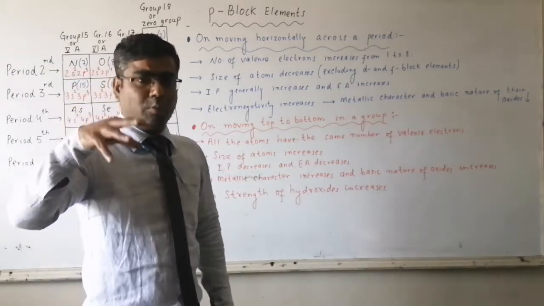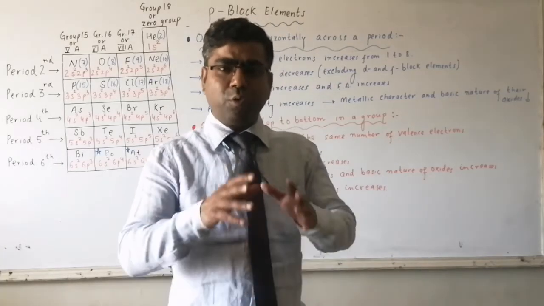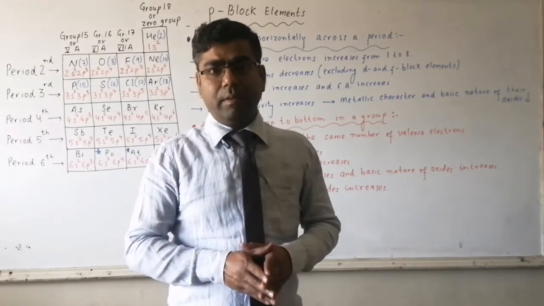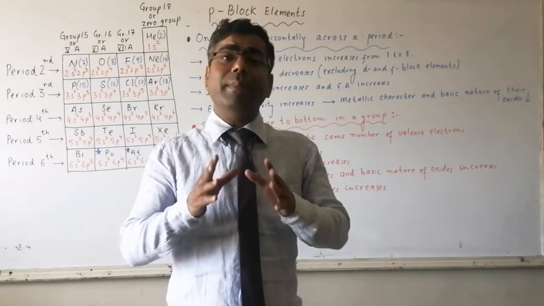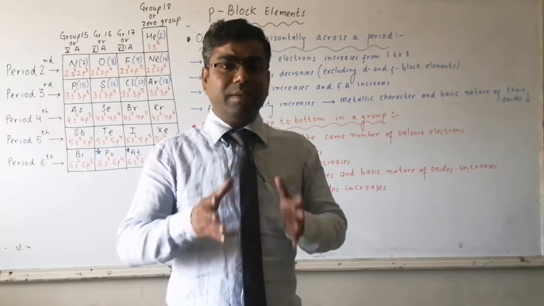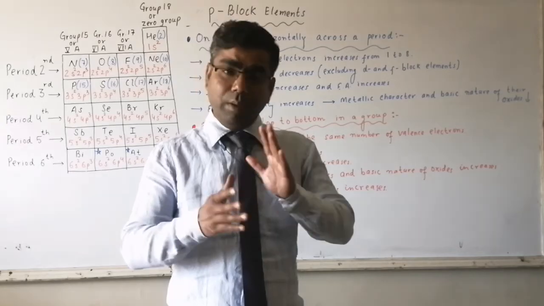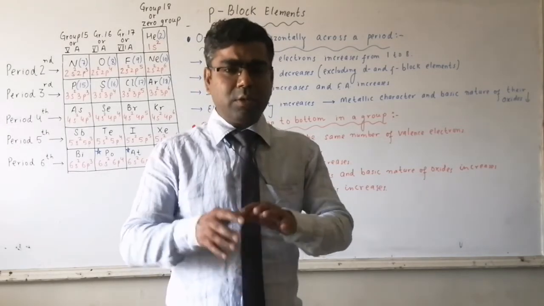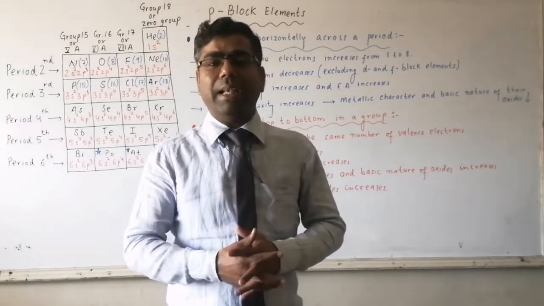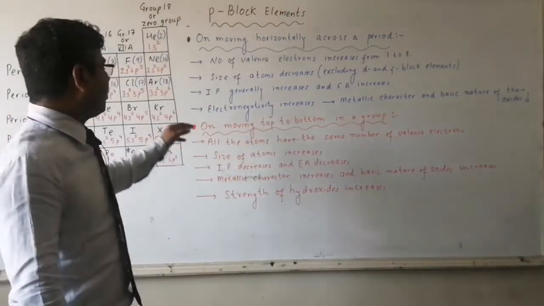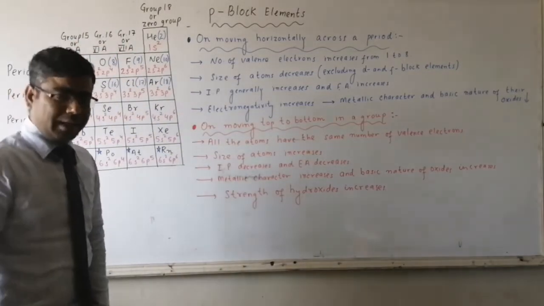As we move from top to bottom, the release of hydroxide from the base is easy because the size of the metal is more. If the release of OH minus ion is easy, then basic character will be more. So it is all about the general introduction of p block elements, where we have talked about group number 15, group number 16, group number 17 and group number 18.